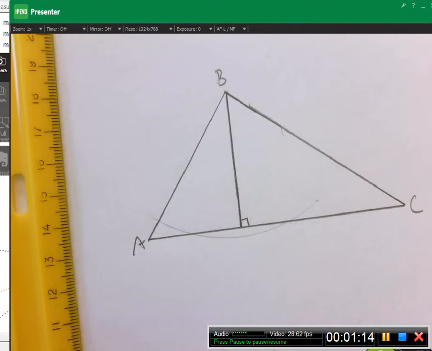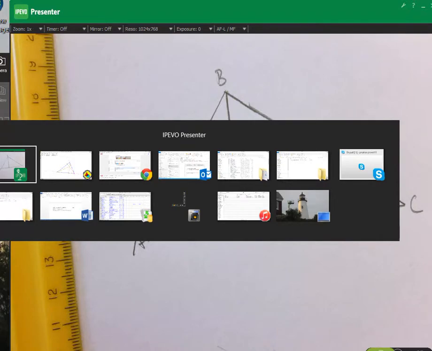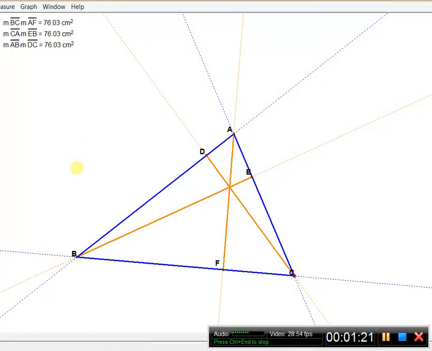Now I've just done one of them, but if I construct all three altitudes to a triangle, because each side can be considered as the base, you notice that the three altitudes all meet in the same place. So here's side BC and here's the altitude to it, AF. Here's side AB and altitude DC, and here's side AC and altitude EB.